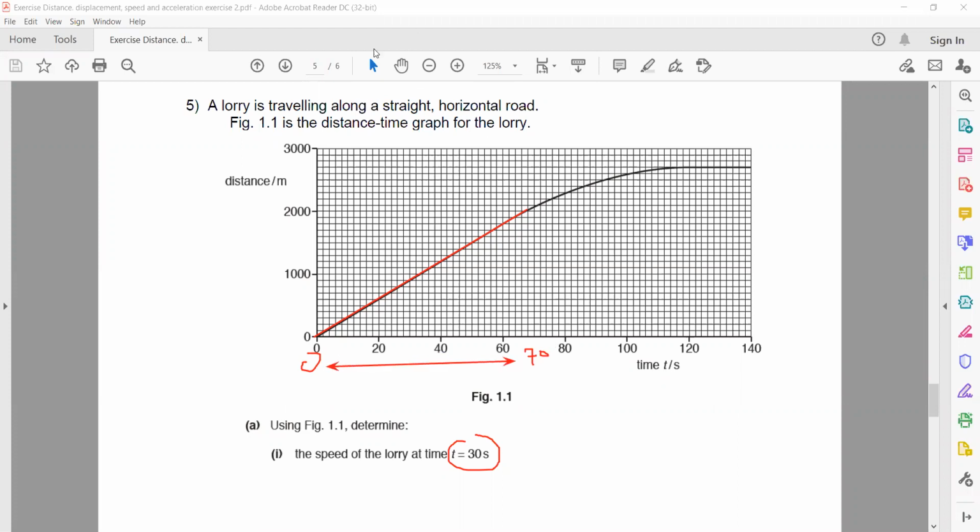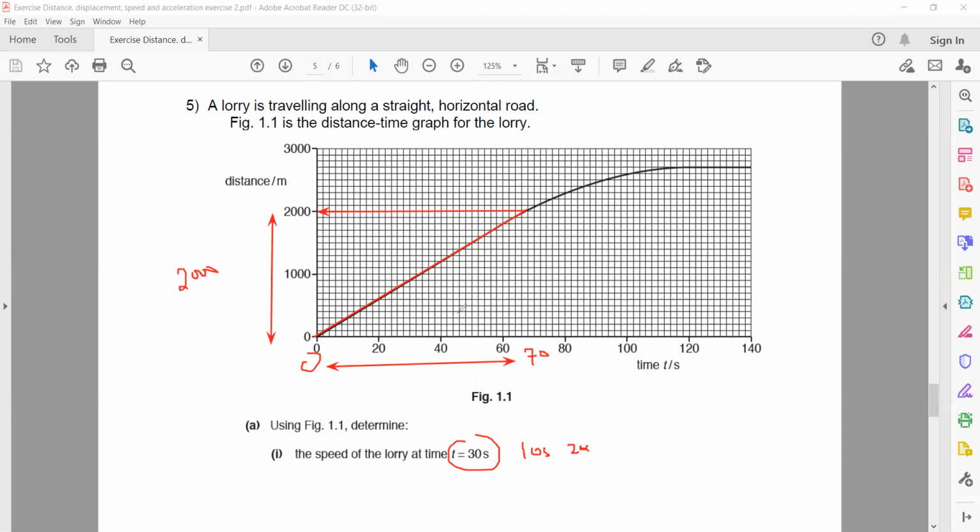So if they asked to calculate the speed for 10 second, 20 second, 30 second, 40 second, it will be the same because it's a straight line till 70 seconds. So speed does not change. So how can we determine the speed? We'll find the distance. It started with 0 and ended at 2000. So the distance covered is 2000.